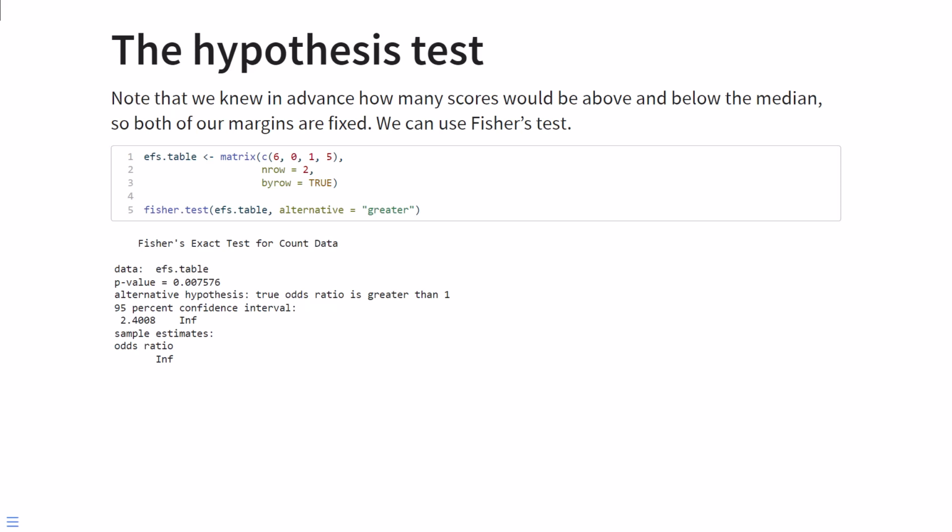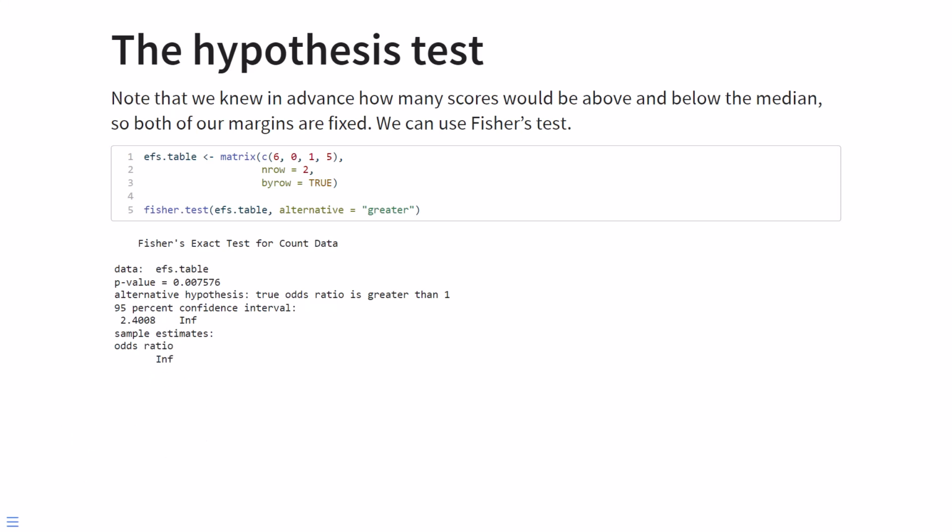Fisher's exact test provides a p-value of 0.00756. So in fact, we can reject the null hypothesis. And if we want to dig a little bit deeper with this, beyond looking at the differences in our proportions above and below the median, we can also look at the odds ratio.